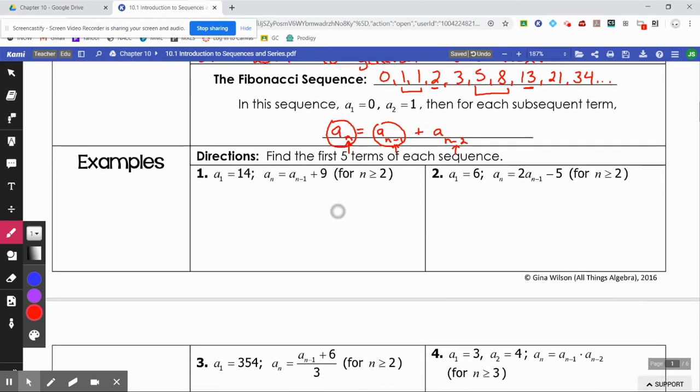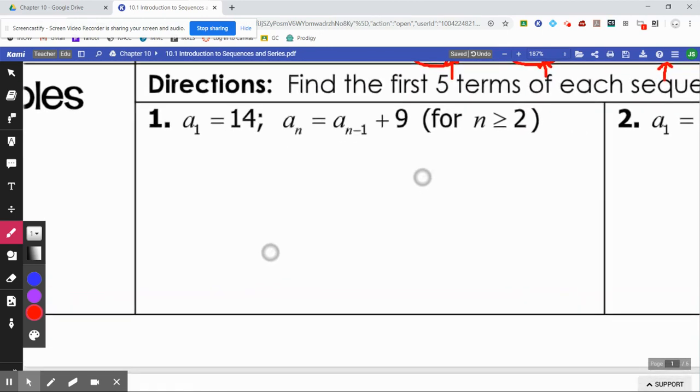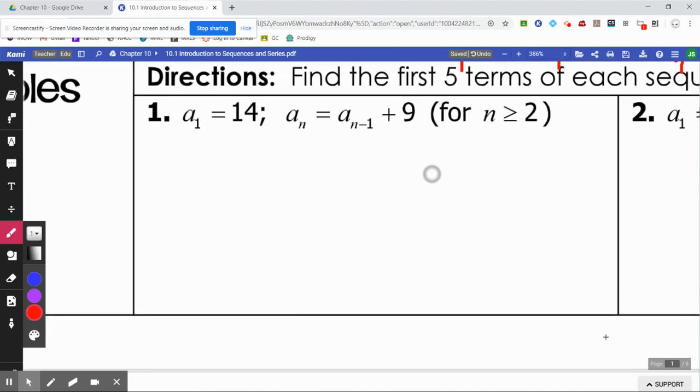It says find the first 5 terms of each sequence. To give you the first one, a of 1 is 14. Let me write that down. Each term in the sequence is equal to the term before it, that's what a of n minus 1 means. So how do I find a of 2? Well, n is 2, so n minus 1 is 1. So a of 2 would be a of 1 plus 9. Here's a of 1, add 9 to that, a of 2 would be 23.